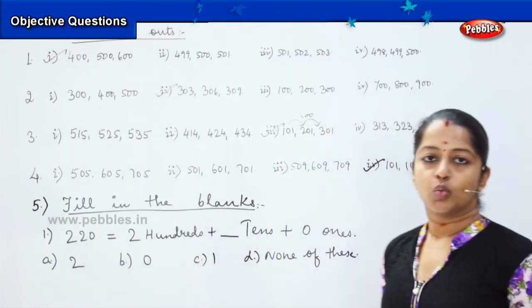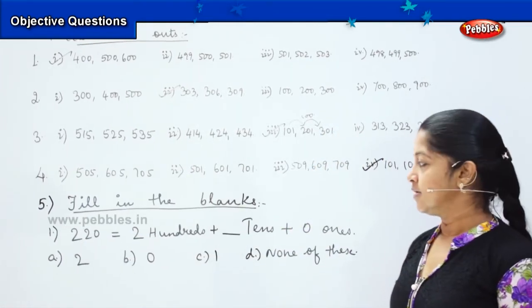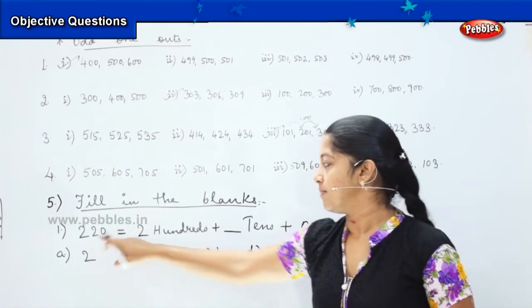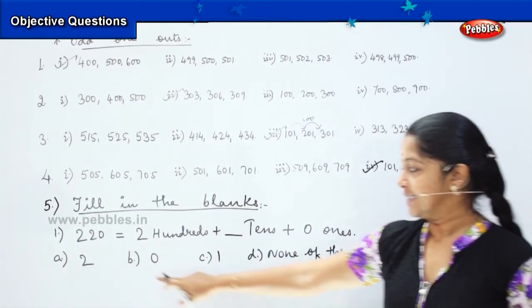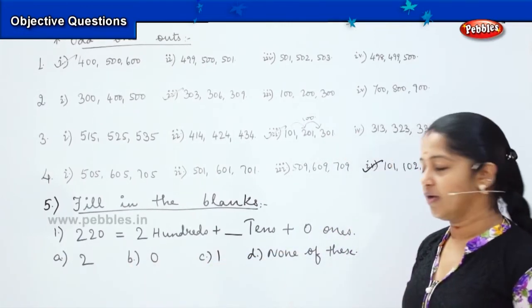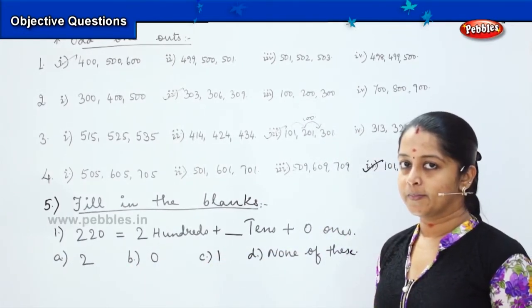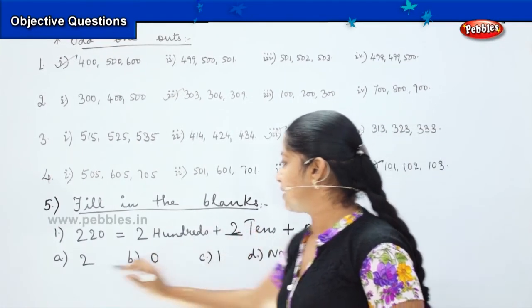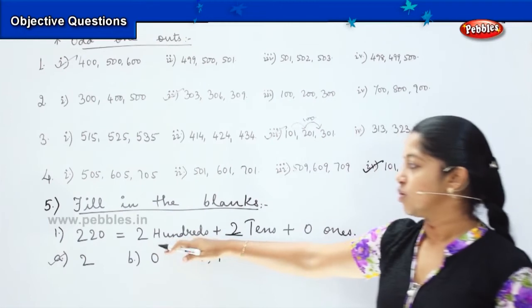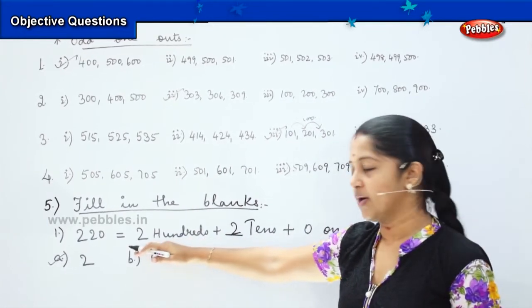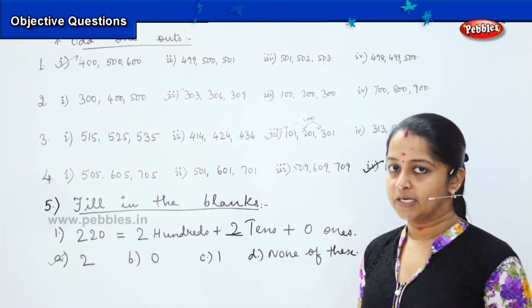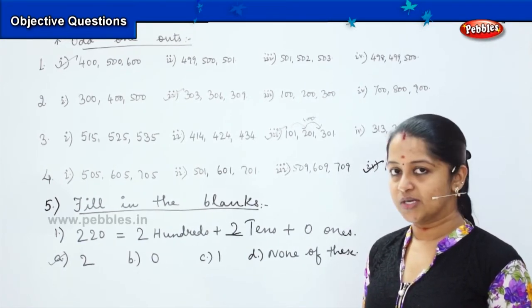220. You have learned the expanded form, right? So I have written it in the expanded form. So 200 plus how many tens are needed here? Is it 2, 0, 1 or none of these? You are correct. It is 2. So your right answer is option A. So this can be written as 2 hundreds plus 2 tens plus 0 ones. Clear? Shall we go to the next question?